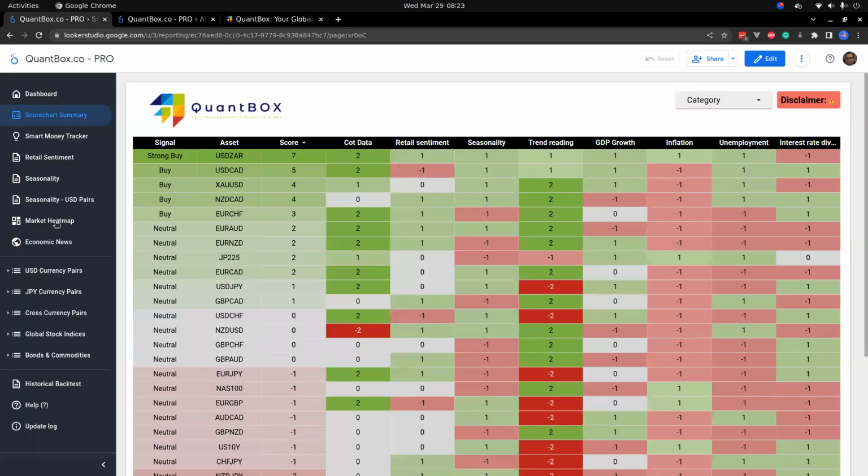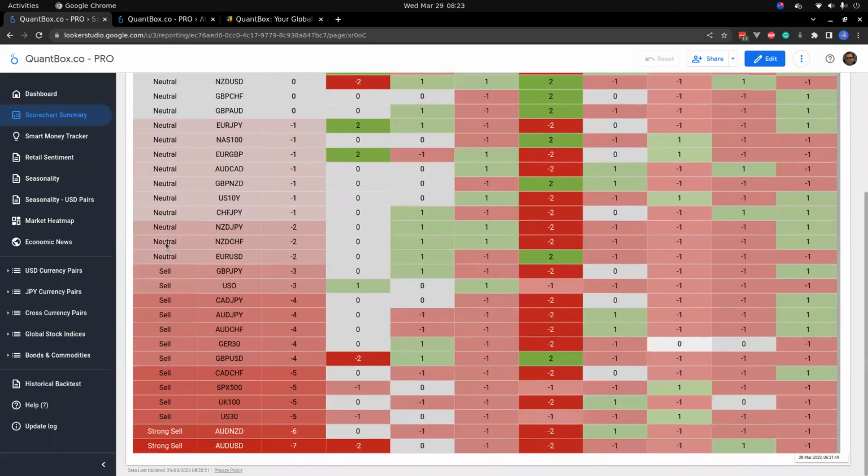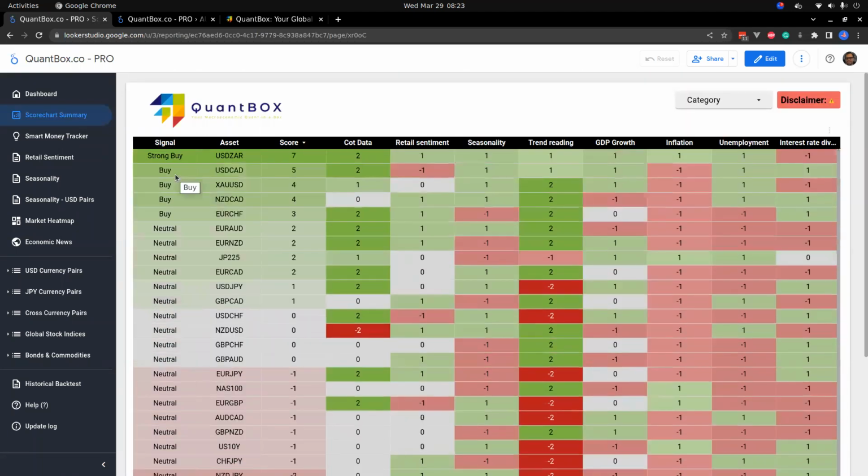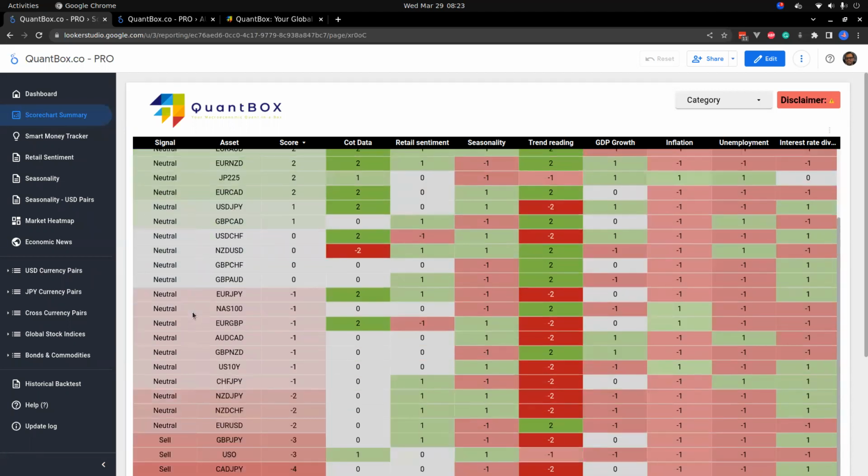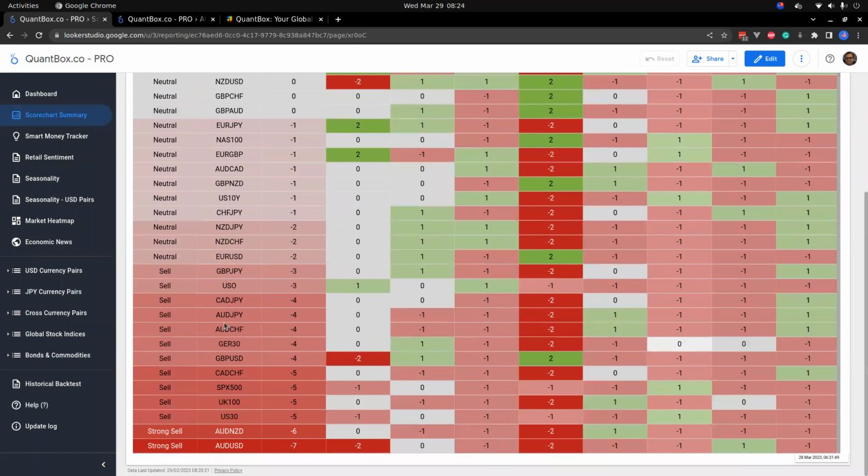So here we are on the dashboard. Here's our score chart summary. This is a list of all the currency pairs with their bias, okay? So you can see here, yesterday, USD ZAR, USD CAD, gold. Now we've got Kiwi CAD and Euro Swiss that joined the party. These are all neutrals, okay? And then some sells down here.